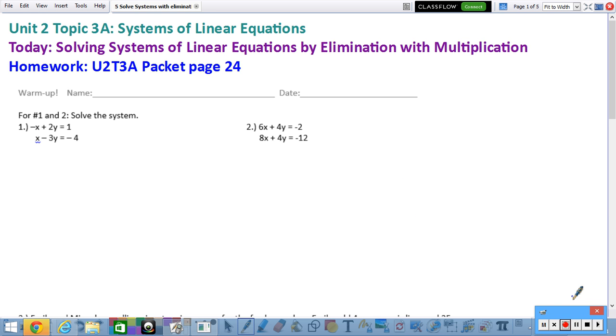Okay, today's lesson is solving systems of linear equations using elimination. And today the elimination is going to require us to multiply.